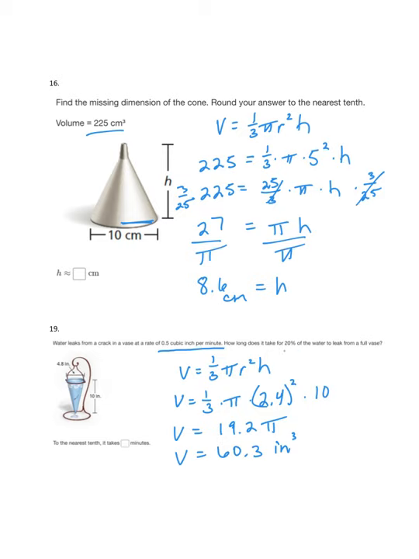We want to know how long it takes for 20% of the water to leak out. So I'm going to take this number in my calculator and multiply by 0.2, 20%. And now I get that 20% is equal to 12.06 cubic inches. Okay, and then if it takes a 1/2 inch per minute, I'm going to take this answer and divide by half, in other words, multiply by 2, and I get 24.127, so about 24.1. I said inches, I meant minutes, 24.1 minutes for that to happen.